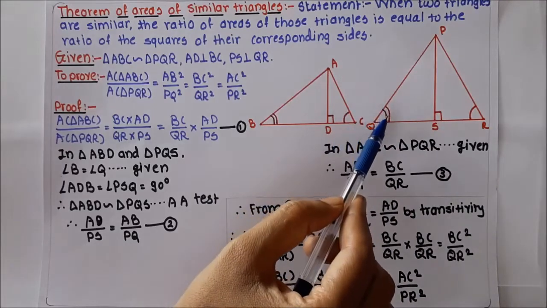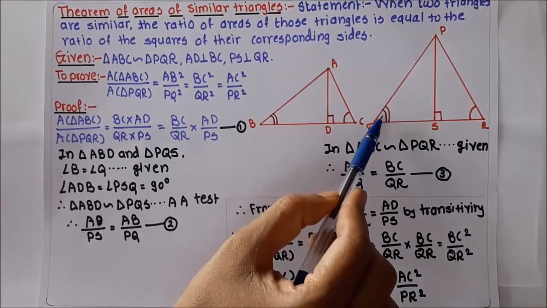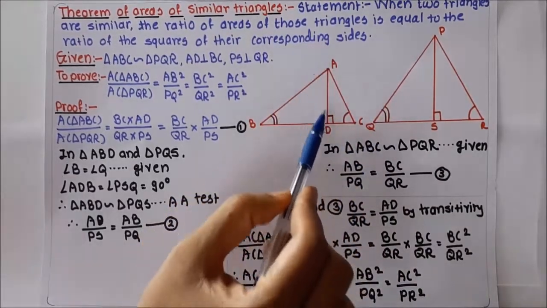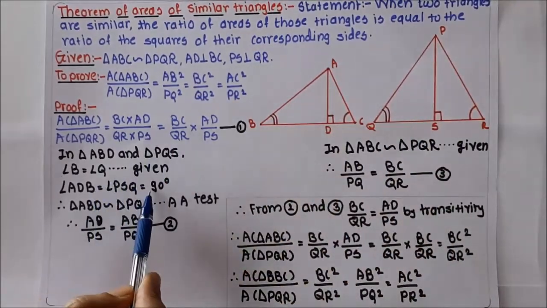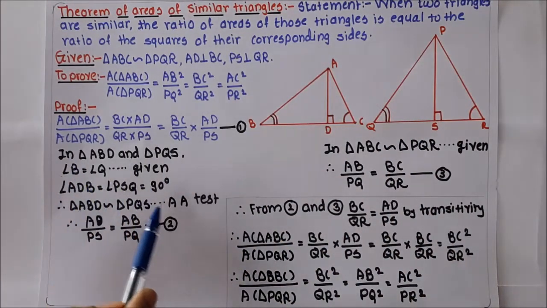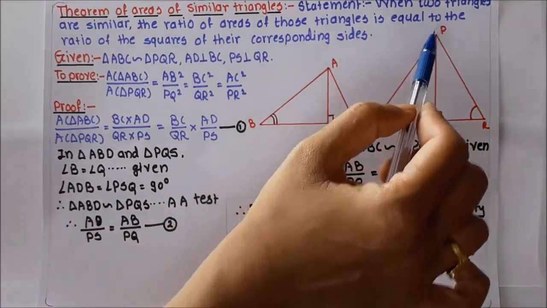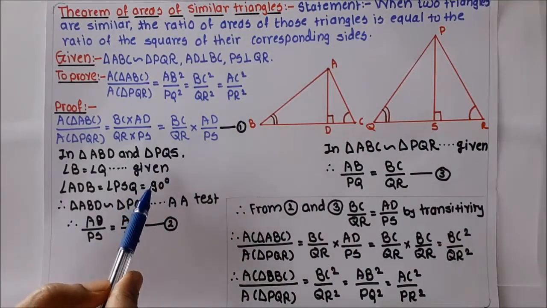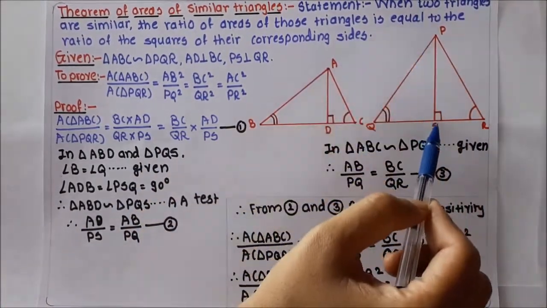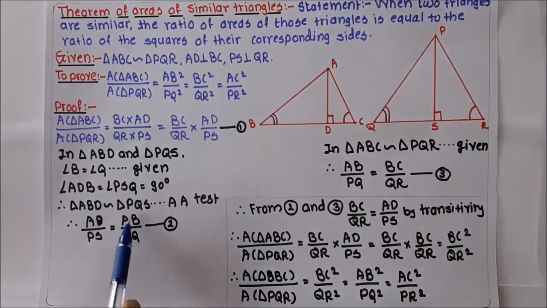Now in these two triangles, it is already given that angle B is equal to angle Q. Then angle ADB is equal to angle PSQ, as both are 90 degrees, and therefore by AA test triangle ABD is similar with triangle PQS. Now because of this we can take its ratios, that is AD upon PS is equal to AB upon PQ. This is statement number 2.